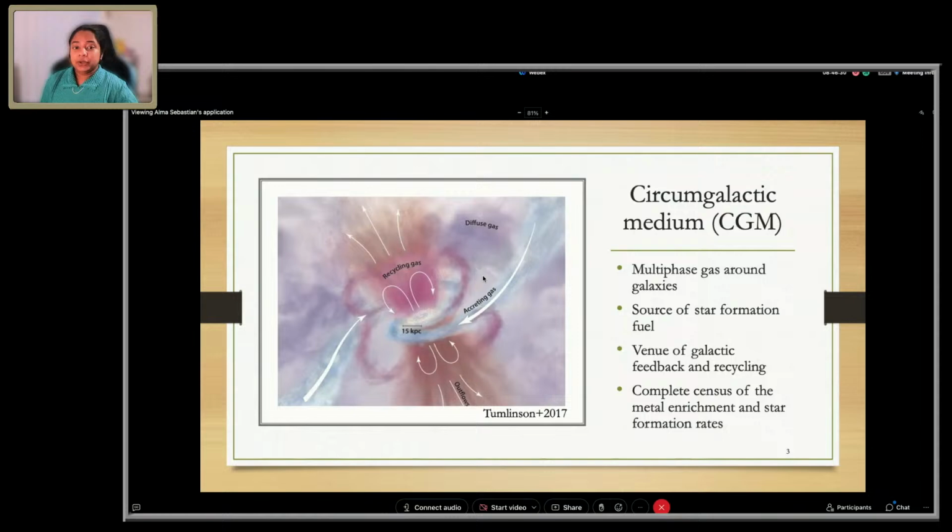The elements that were produced in the galaxies do not reside within the galaxies, but were ejected into the surrounding gas, such as the circumgalactic medium, through various feedback mechanisms. The circumgalactic medium, or the CGM, is a multi-phase gas surrounding the galaxies, extending from their disk to the virial radii. This gas acts as a source for galaxy star formation fuel and a venue for galactic feedback and recycling. By studying the elements that are present in the CGM, we will be able to get a complete census of the chemical enrichment and star formation rates in the universe.